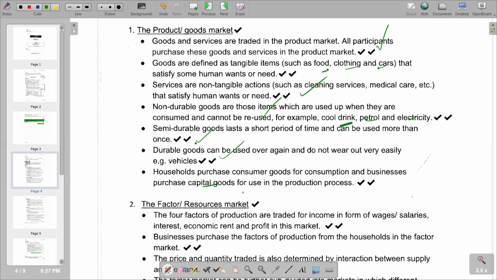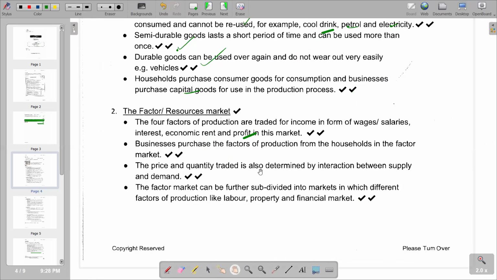Remember, in the factor or resource market, that's where the exchange takes place between the factors of production, and obviously those offering those factors of production are going to receive the factor incomes. So each and every factor has its factor income. The first point is that the four factors of production are traded for income in the form of wages, interest, rent and profits. Businesses purchase the factors of production from the households in the factor markets.